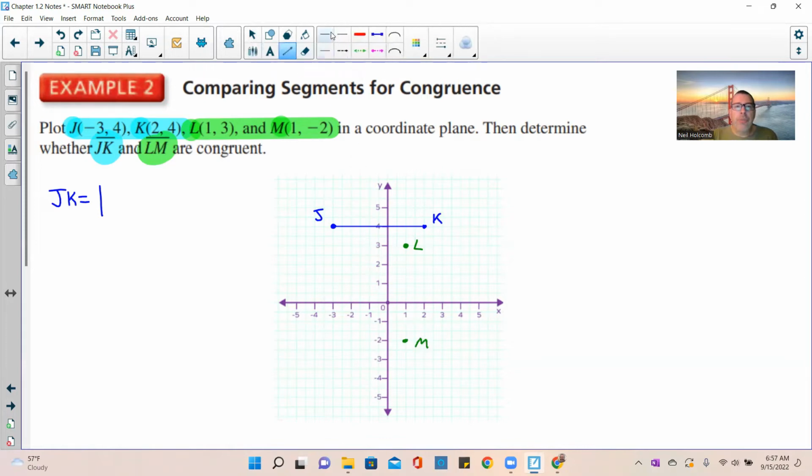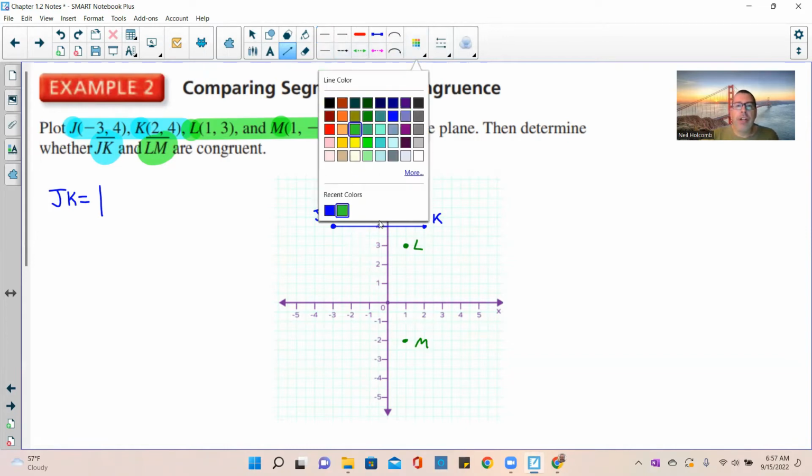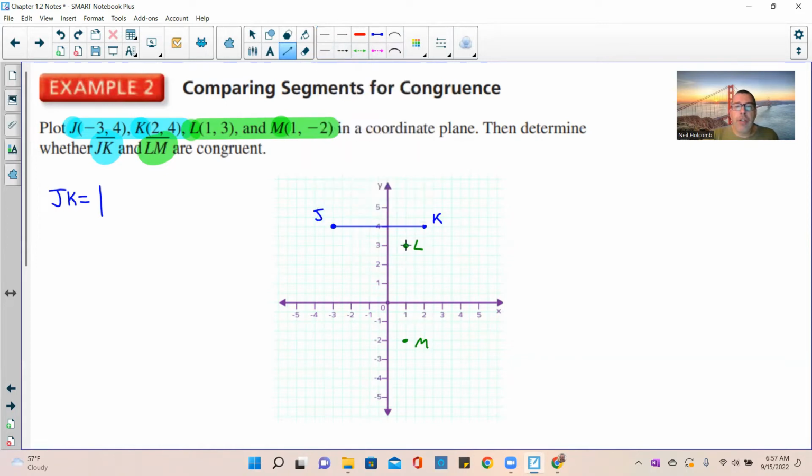Then I switch to my segment. If you're doing this on paper, obviously you would use a ruler. This just draws me straight lines, so I don't have to use the ruler. I could. There is an electronic ruler here, but I'm just going to do it this way. Okay, so there's LM. So there's JK and there's LM.